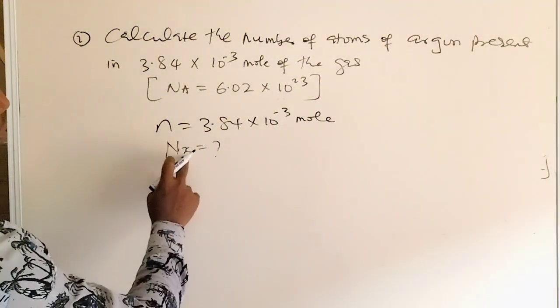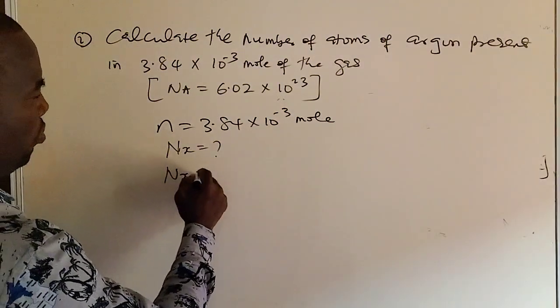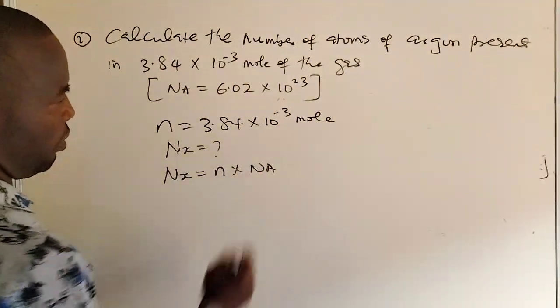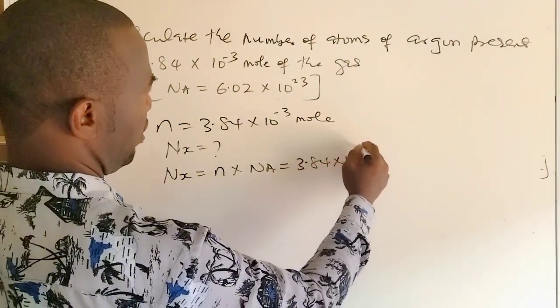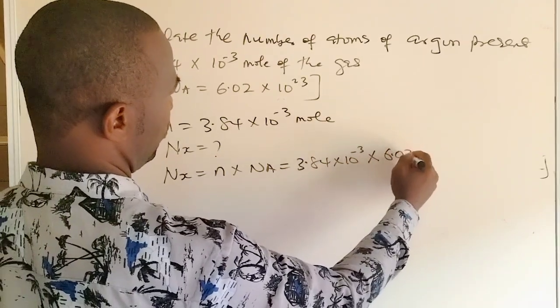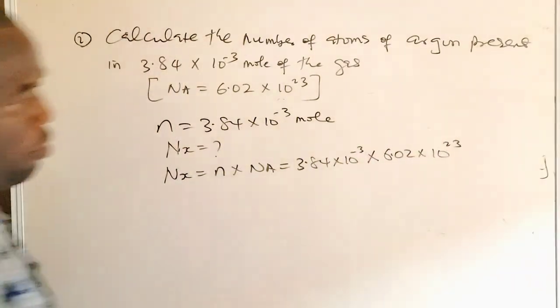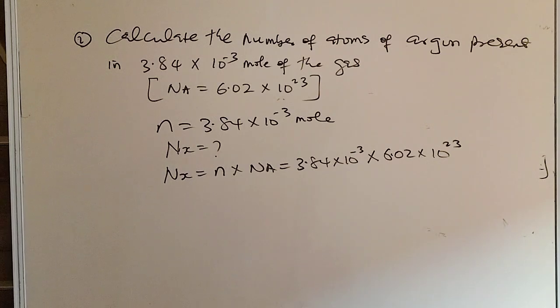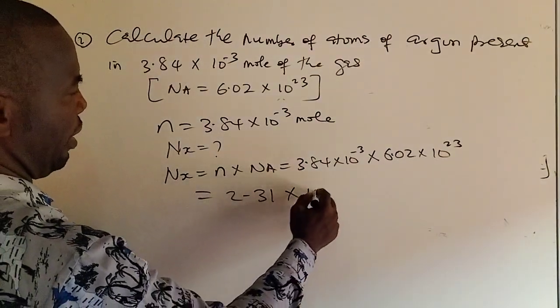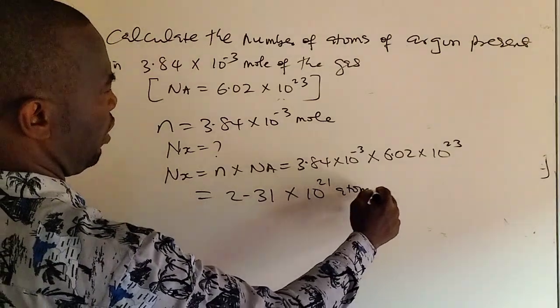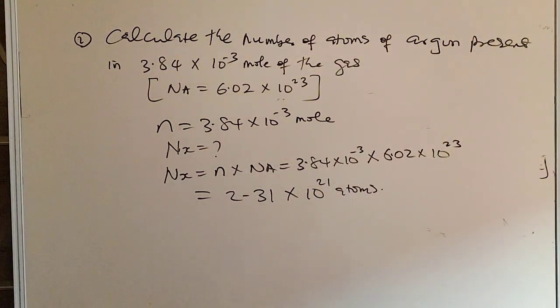To find the number of atoms, we have Ns equal to mole times Avogadro's constant. Number of moles is given to you already as 3.84 times 10 to the power minus 3. Avogadro's constant is 6.02 times 10 to the power 23. So when we solve this by pressing our calculator, we have our final answer as 2.31 times 10 to the power 21 atoms. 2.31 times 10 to the power 21 atoms of argon present in this mole.